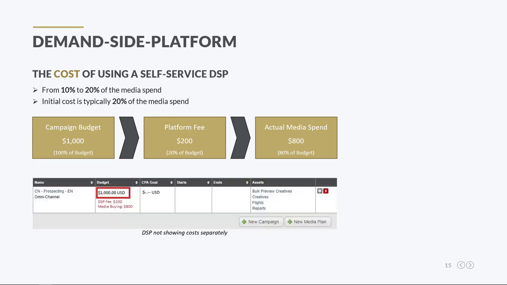However, those costs are not shown separately on the user interface of the DSP. In this case, the DSP will show that the campaign budget is $1,000, hiding the platform fee and the actual media buying spend. Because of this situation, all the cost metrics reported within the platform such as CPC, CPM and CPA will be inclusive of the platform fee.